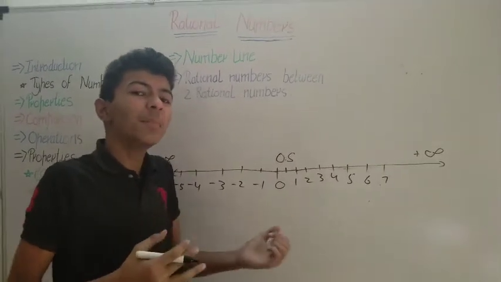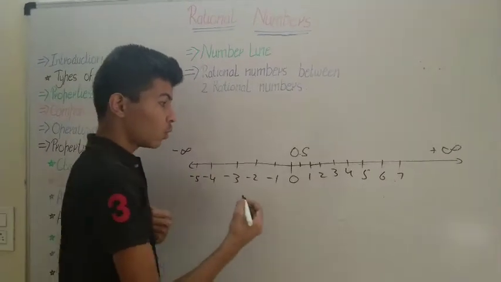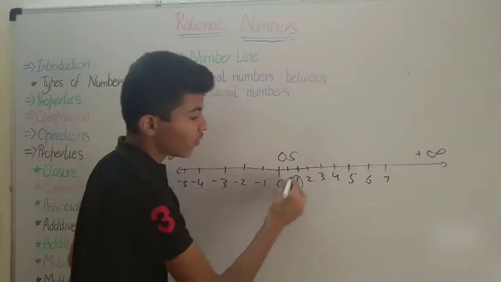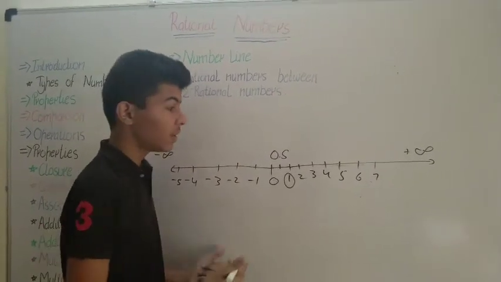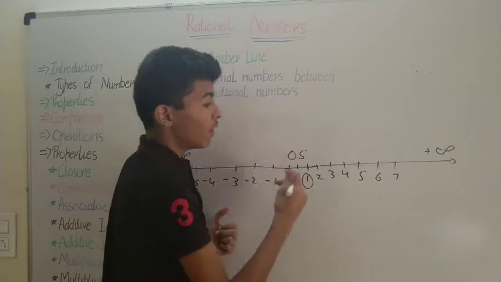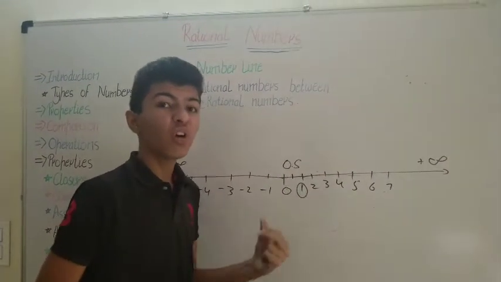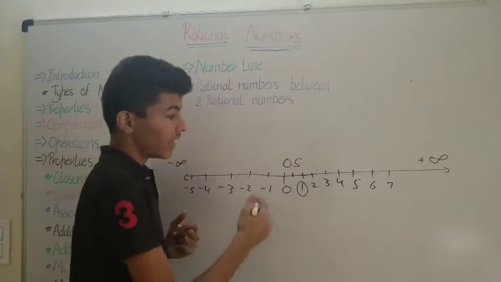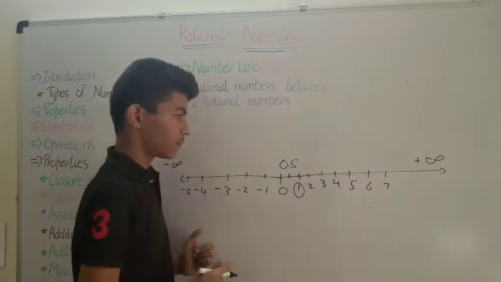So, how many rational numbers are there? There are infinite rational numbers. 1 is also a rational number, and I will tell you why. When we divide numbers, there could be infinite division of anything. So there are infinite rational numbers between any two rational numbers.